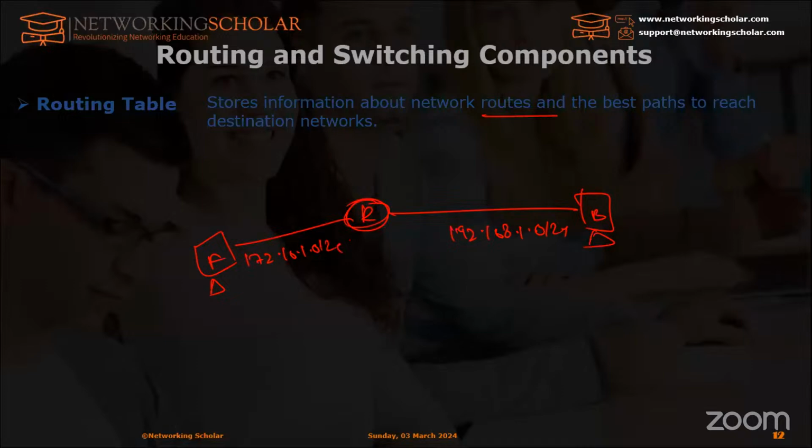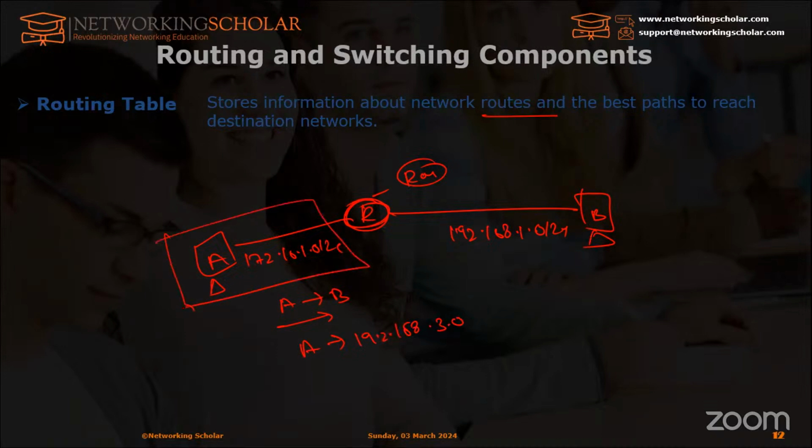Suppose someone is in a network and there is PCA and this is PCB, and PCA wants to communicate with PCB. Then what will it do? It will create a packet and send it to the router, and the router will check the routing table to see whether the network exists or not. Suppose A wants to communicate with 192.168.3.0. I hope you see there is no network 3.0. Then it will discard the packet. So this kind of thing is handled by the routing table. If there is no routing table, then it is not going to happen. Let me erase it.